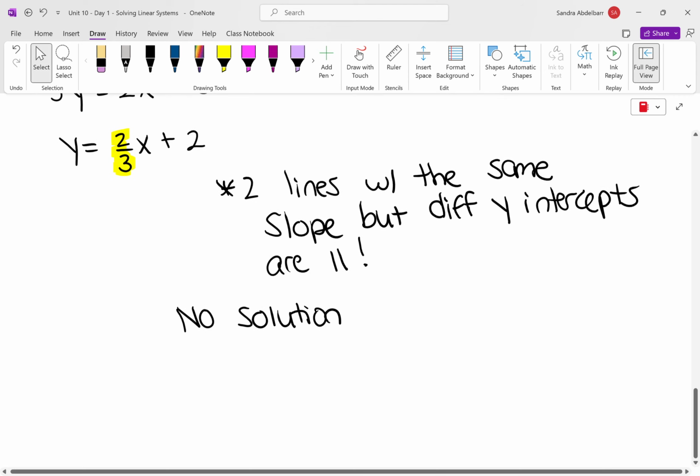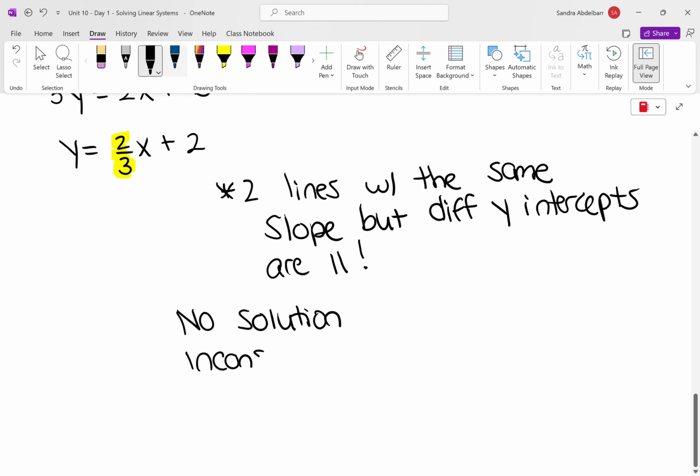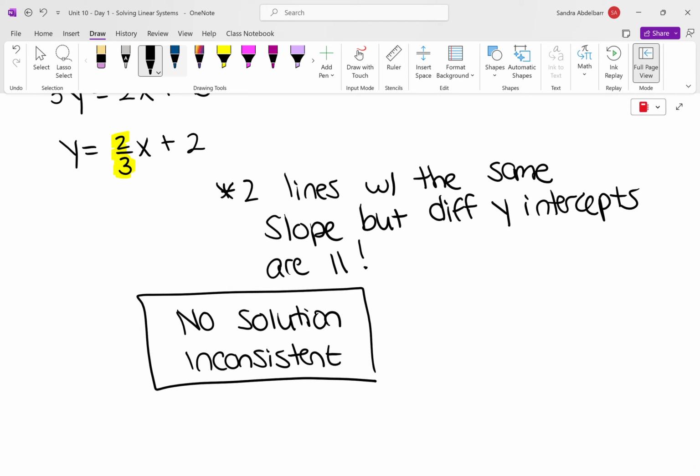And you're going to tell me, is it consistent or inconsistent? Inconsistent. So we're no solution, inconsistent.